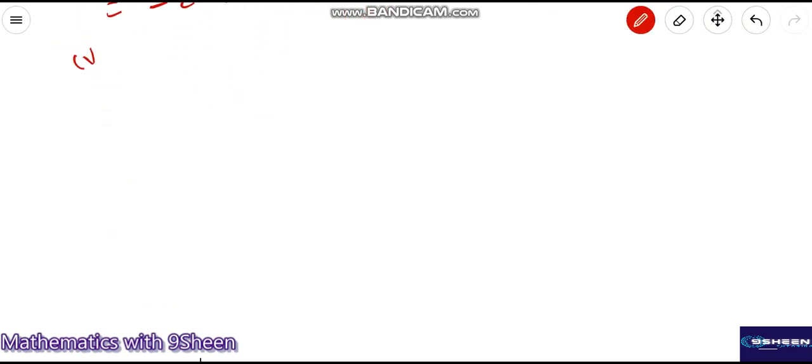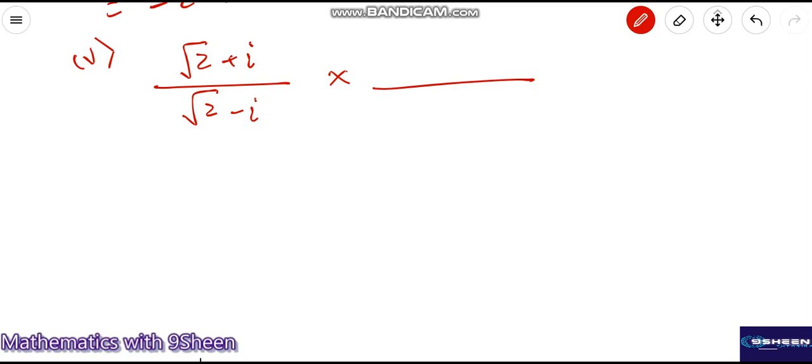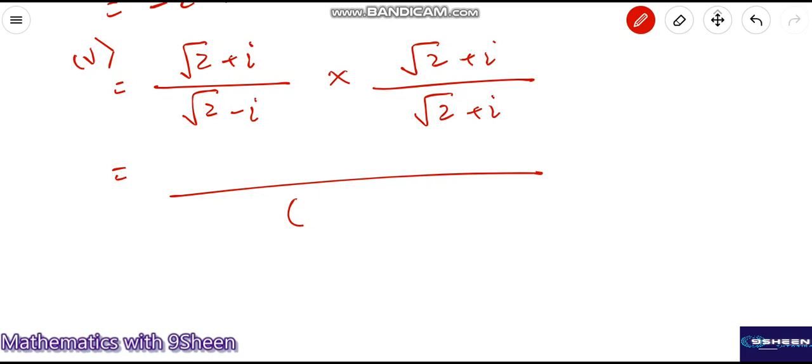Number 5 part, root 2 plus iota and root 2 minus iota. Take the conjugate. What is conjugate? Conjugate means root 2 minus iota, reverse part is root 2 plus iota, right? Okay, and it will be a square minus b square.